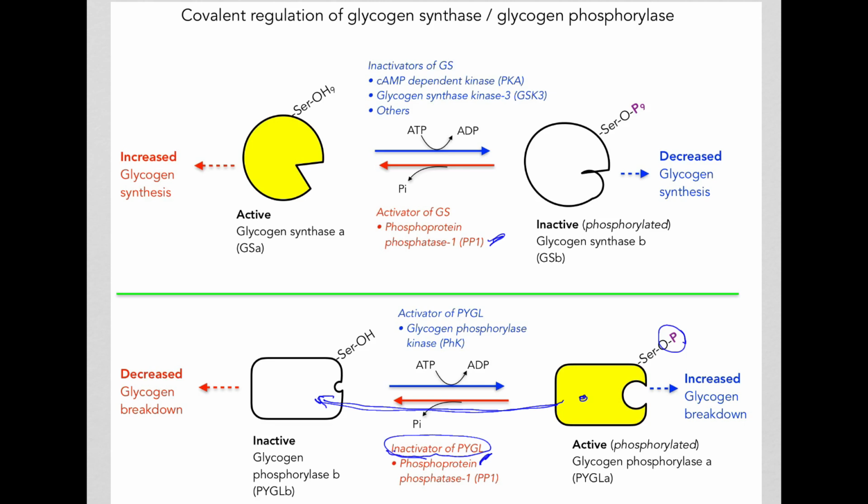glycogen phosphorylase. So to summarize, glycogen synthase is inactivated by PKA and GSK3, while it is activated by PP1. On the other hand, glycogen phosphorylase, which is involved in glycogen breakdown, is activated by PHK and inactivated by PP1. So PP1 inactivates glycogen phosphorylase, but PP1 activates glycogen synthase.